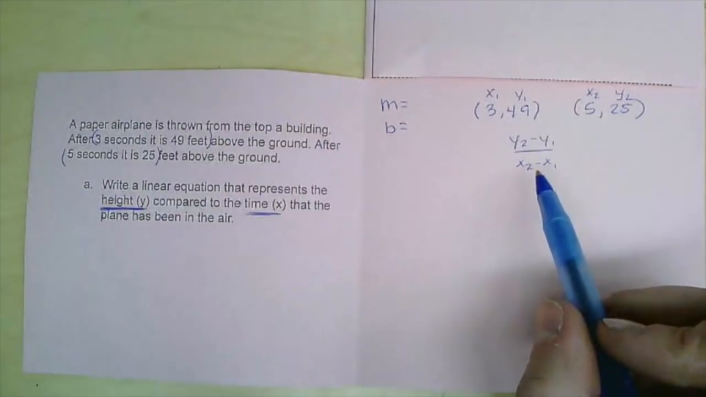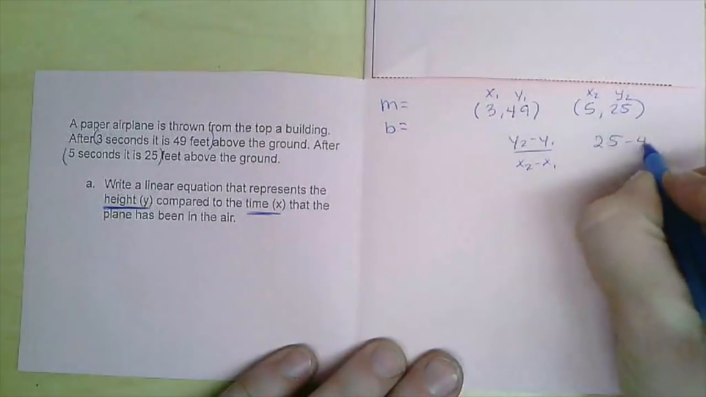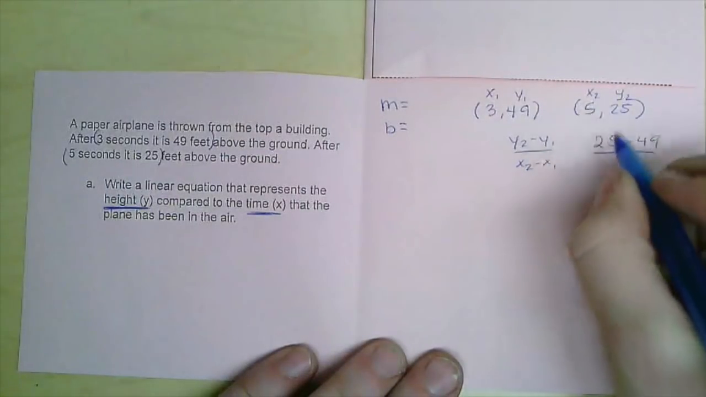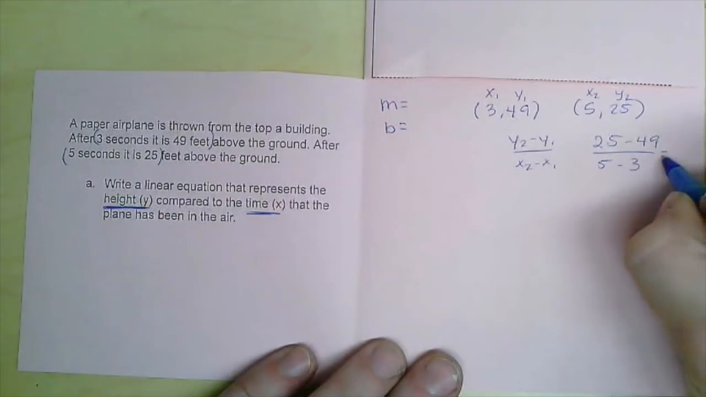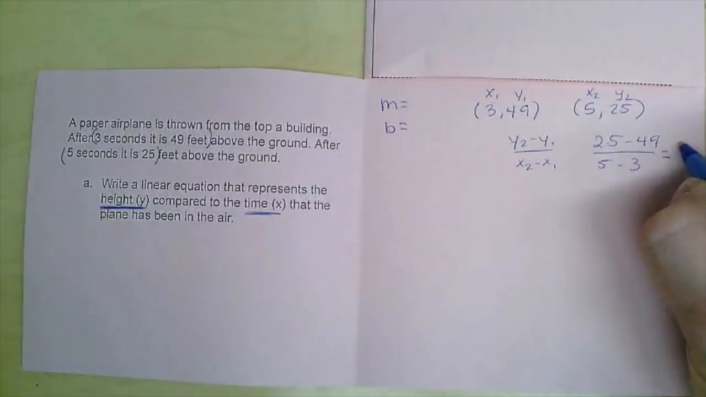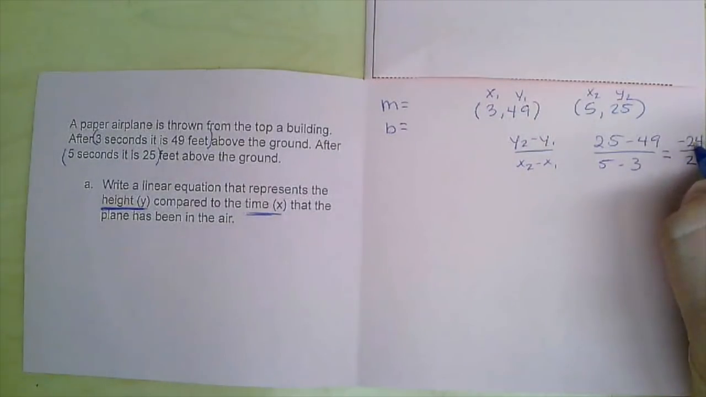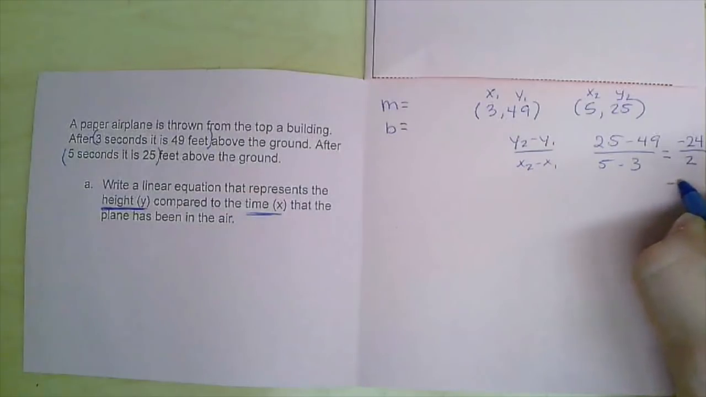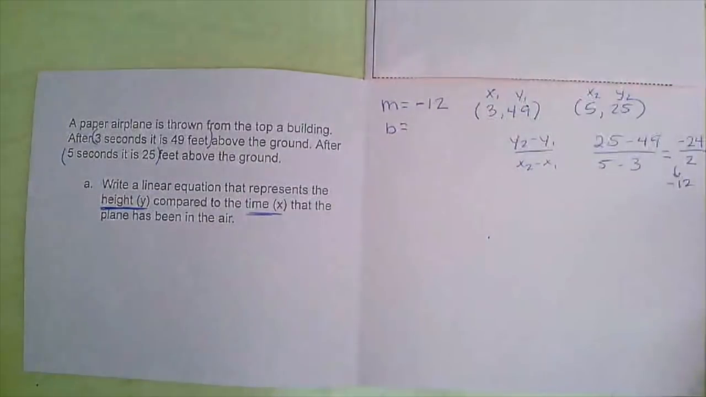Now I'm just going to plug them into this format here. So 25 minus 49 divided by the x2, which is 5, minus x1, which is 3. 25 minus 49 is negative 24, and 5 minus 3 is 2. When I simplify this, negative 24 divided by 2 is equal to negative 12. So that means that the slope is going to be negative 12.